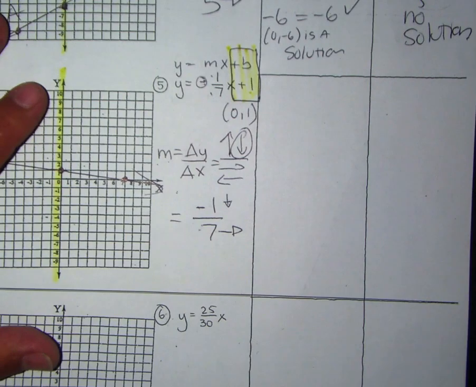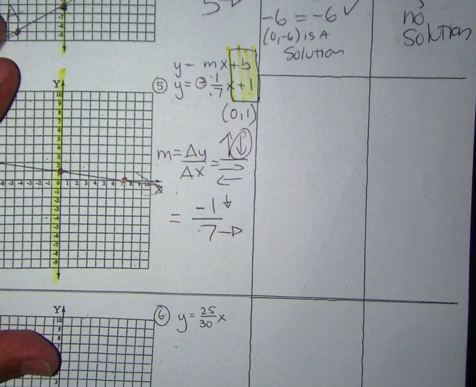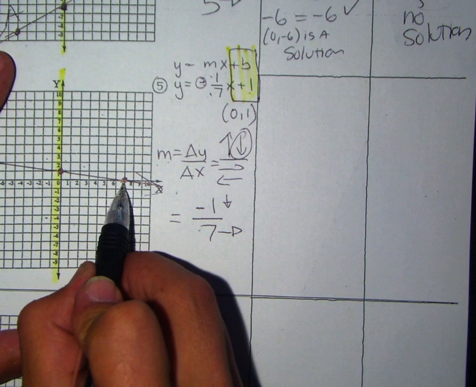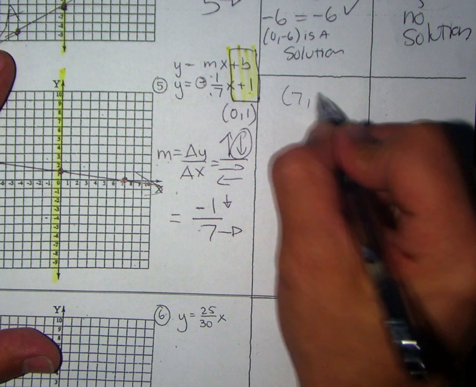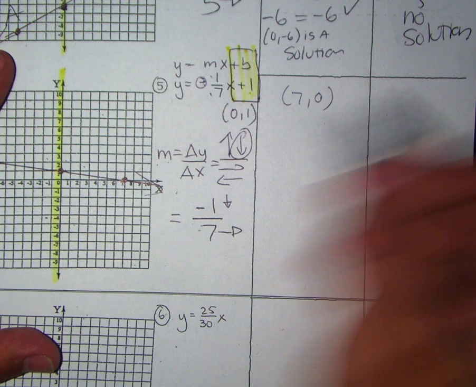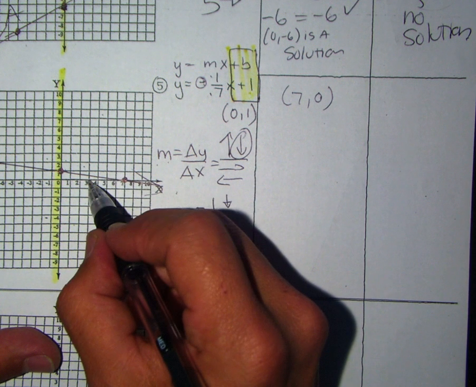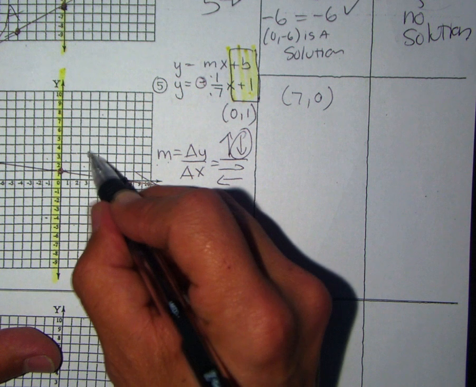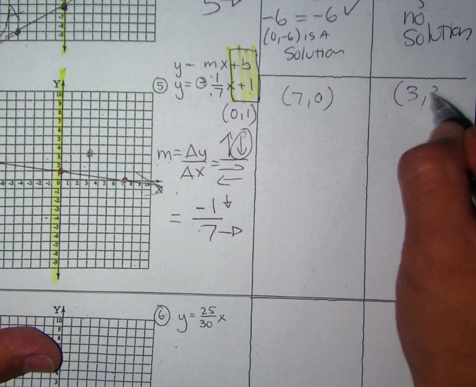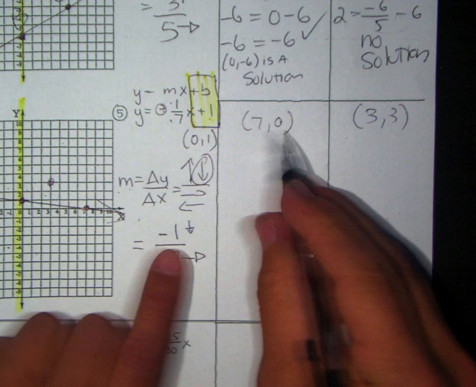So you only got 3 points right there. Now what do we do? Well, pick one. Let's see, 7, 0. 7, 0 should be my solution. And I could pick 3, 3, no solution. Let's try those. All right, so 7, 0.